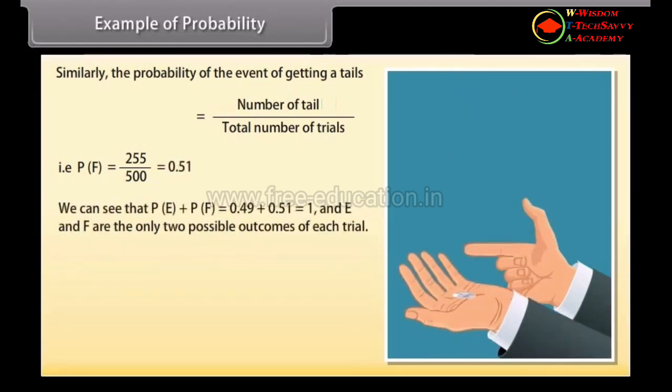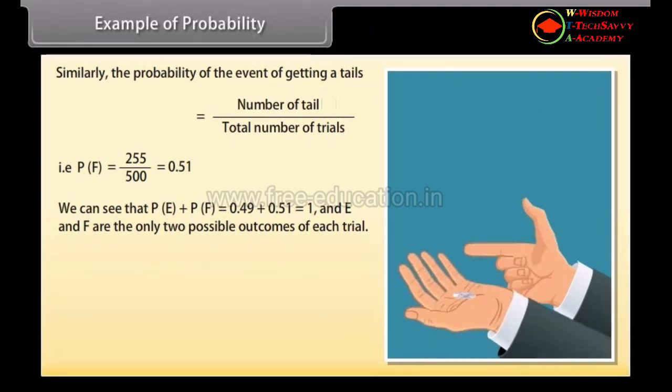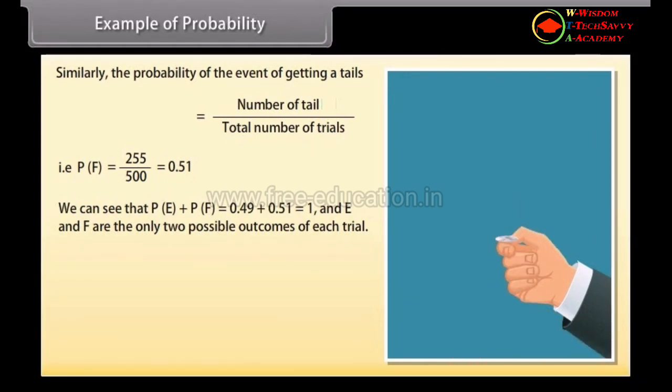We can see that P(E) plus P(F) is equal to 0.49 plus 0.51 is equal to 1. And E and F are the only two possible outcomes of each trial.